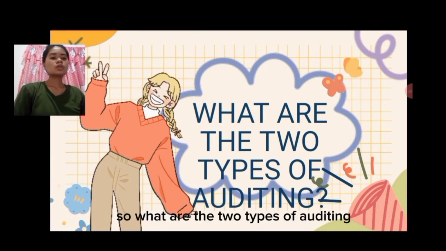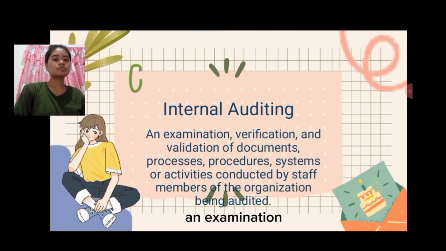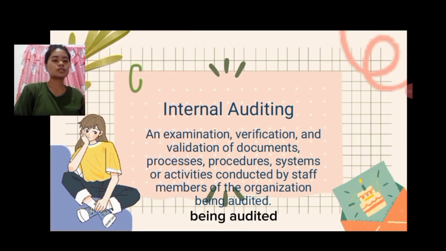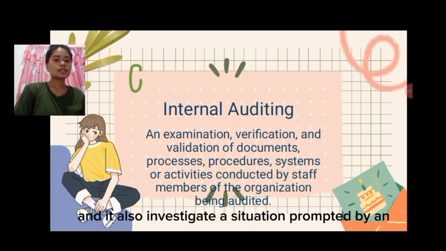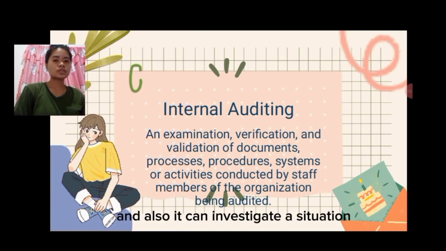So what are the two types of auditing? First is internal auditing, an examination, verification, and validation of documents, processes, procedures, systems, or activities conducted by staff members of the organization being audited. So in internal auditing, it is verified that all auditing objectives are met, and it also investigates a situation prompted by an internal event or incident, and it can also investigate a situation prompted by an external request.